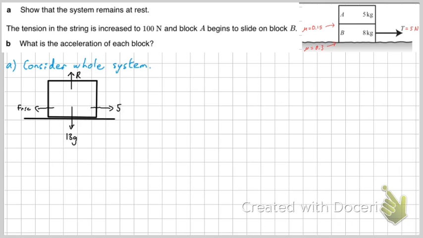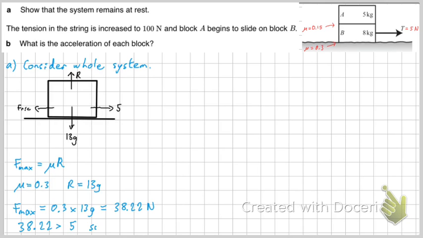Now, show that the system remains at rest. In other words, if it remains at rest, friction, the F max, must exceed 5. So we just need to calculate F max. F max is mu R, and we know that mu is 0.3 and R is 13g, just by resolving vertically. Multiplying those together, F max comes out to be 38.22. Then just to prove that that's bigger than 5, make sure you write that down and conclude that it remains at rest.